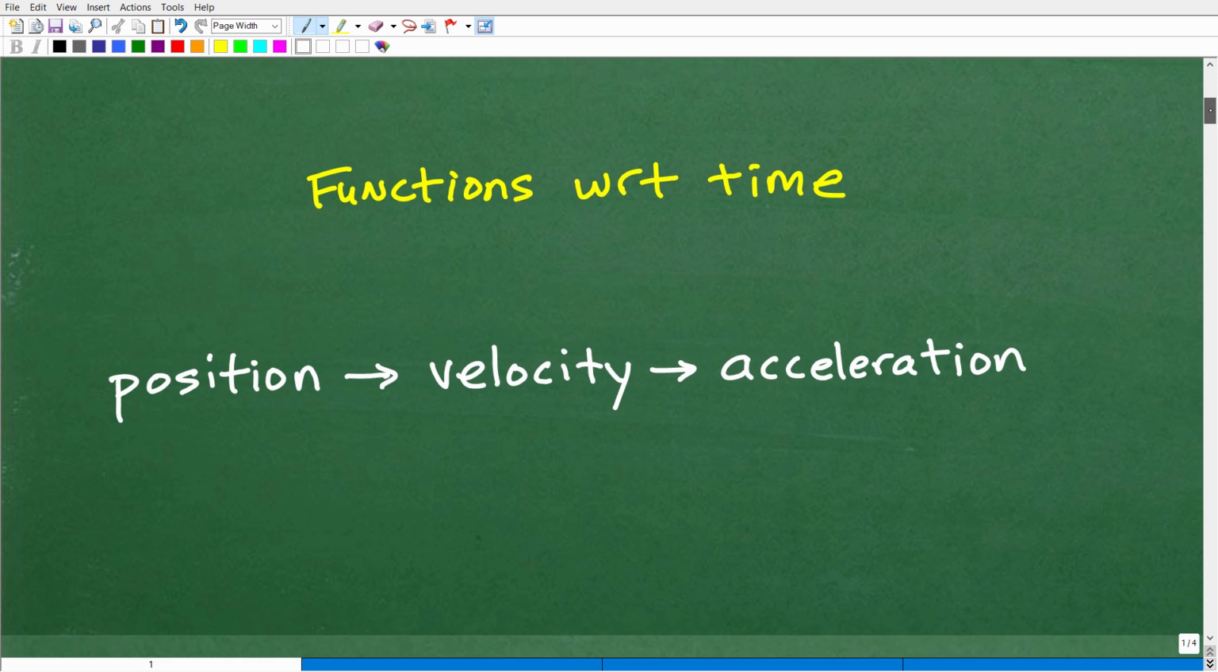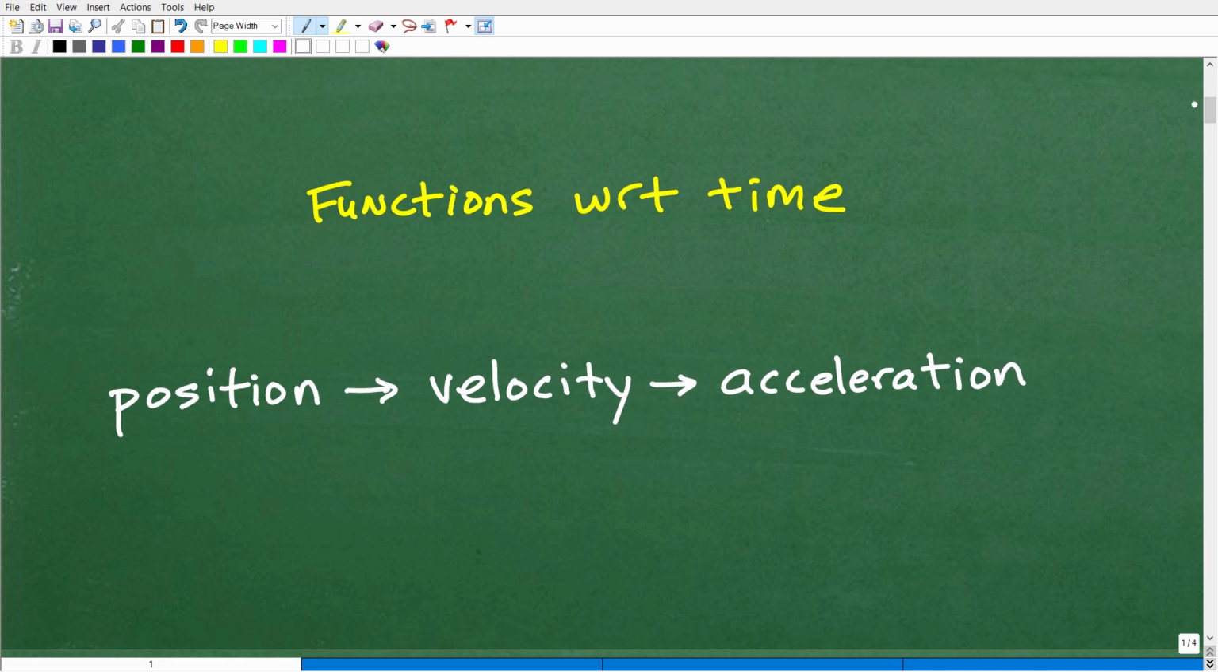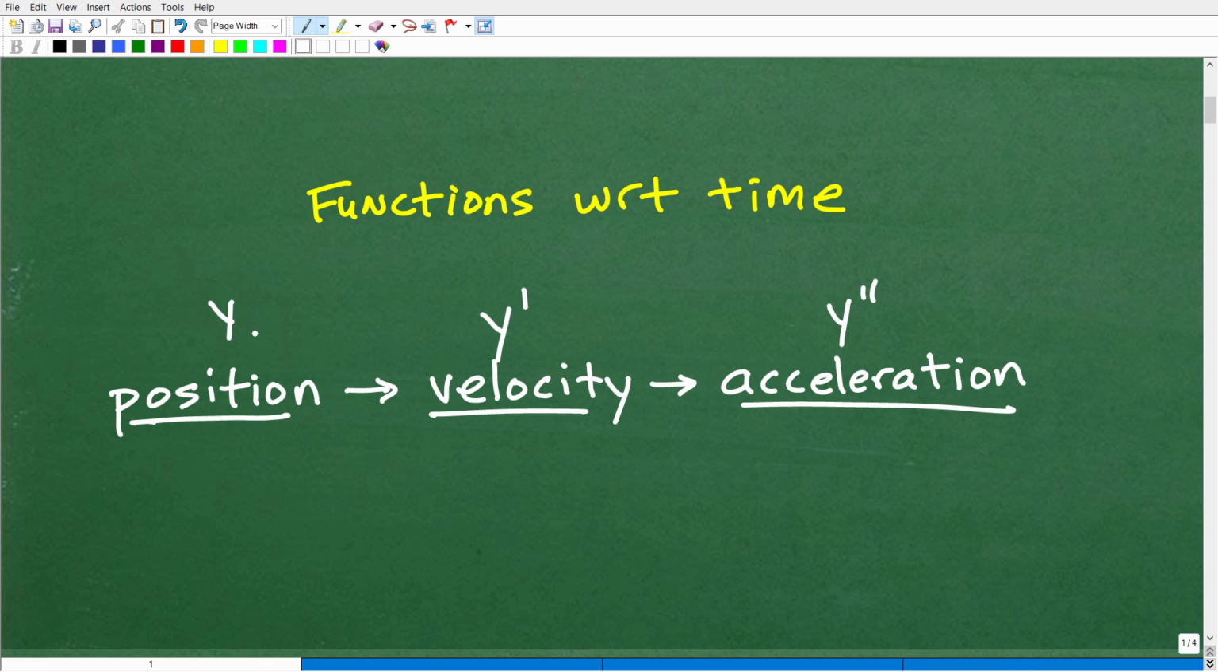All right, so basically the main idea here is we have to understand in physics functions with respect to time. So you have position, velocity, and acceleration. If we have a position function, let's just say that's y, and we take the first derivative of that, we have our velocity function. If we take the derivative again of the velocity function, or y prime, the second derivative of the position function, we have our acceleration function.